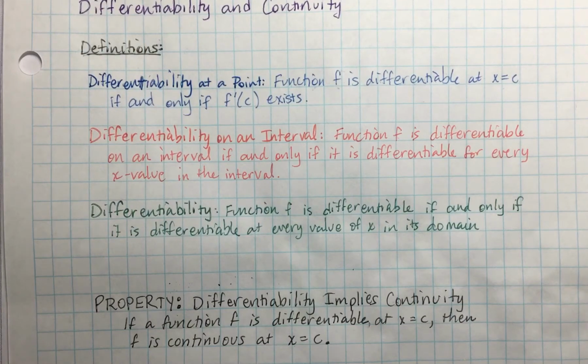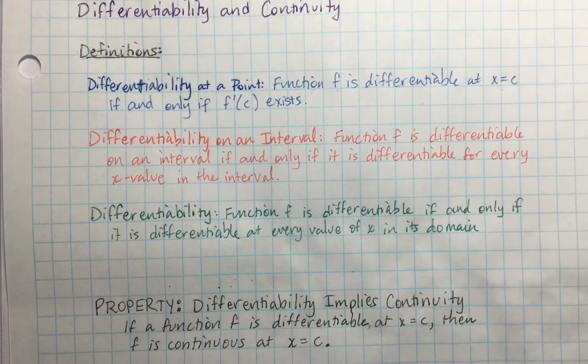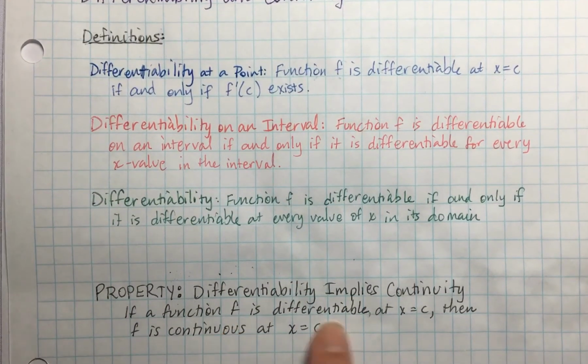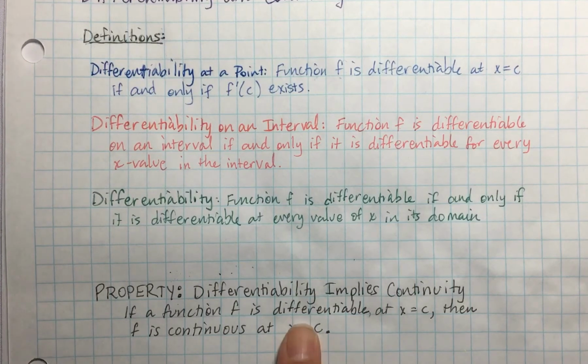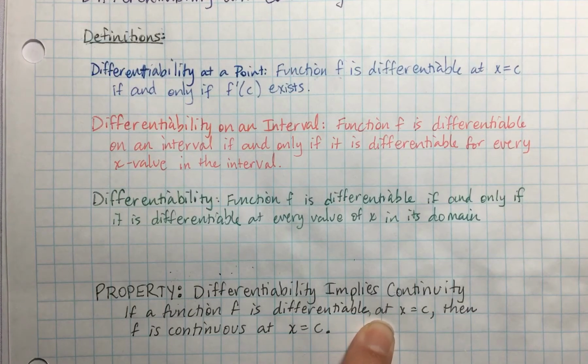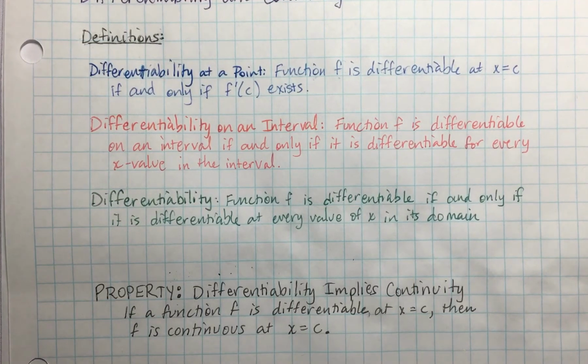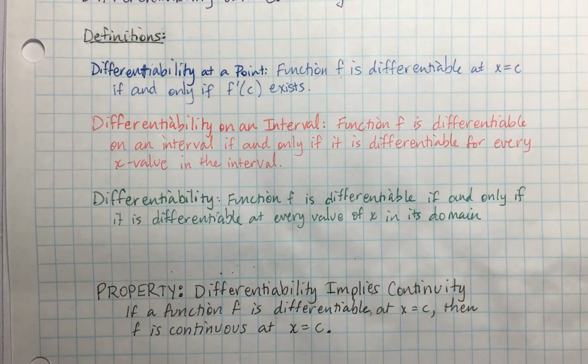This leads us to a property. And that property is the fact that differentiability implies continuity. If a function f is differentiable at c, then f is continuous at c. That makes good sense because for differentiability to happen, it's a limit and it has to happen from both sides, so you have continuity. That seems pretty reasonable.